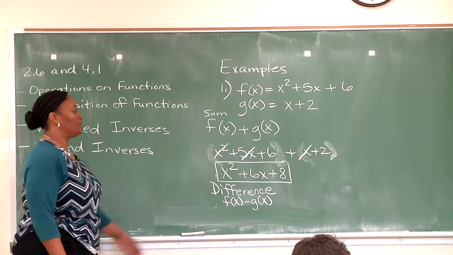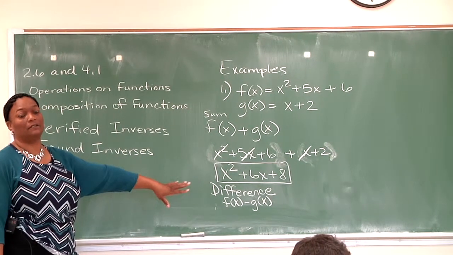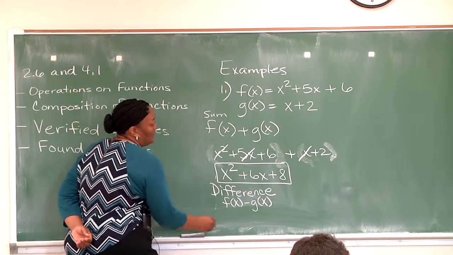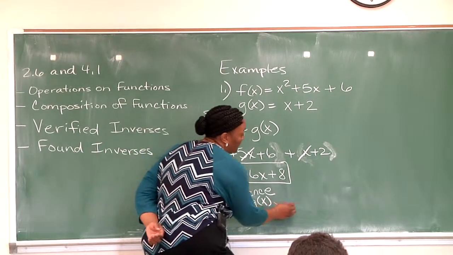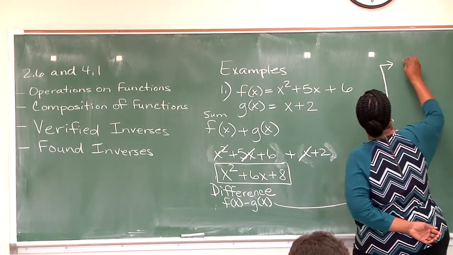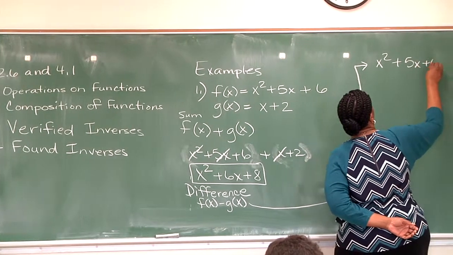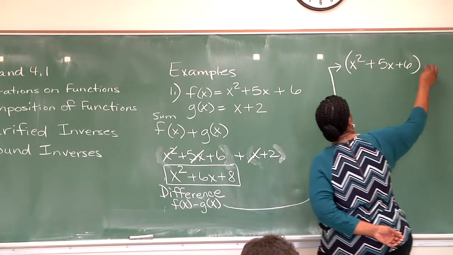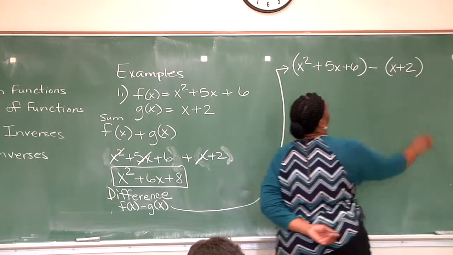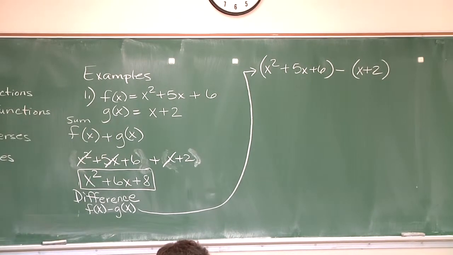Okay? That's all you're doing. You're taking the f of x function and subtracting the g of x function from it. F of x once again is, I'm going to move this up top so you guys in the back can see. F of x is x squared plus 5x plus 6 minus g of x, which is x plus 2, right? All I've done is put my functions up there. I'm going to subtract.